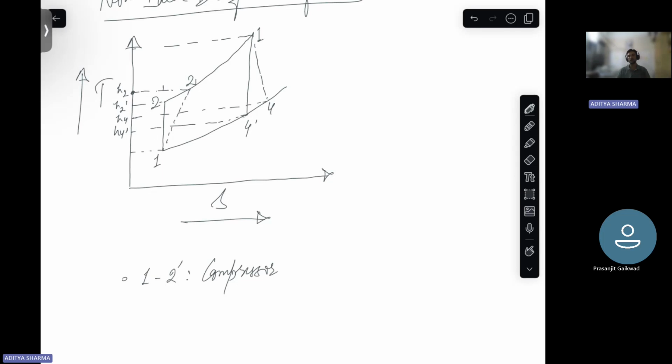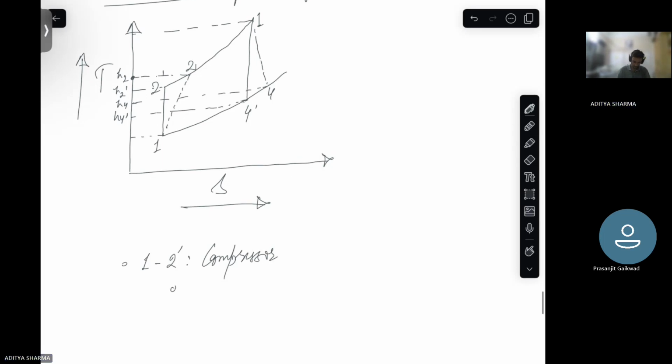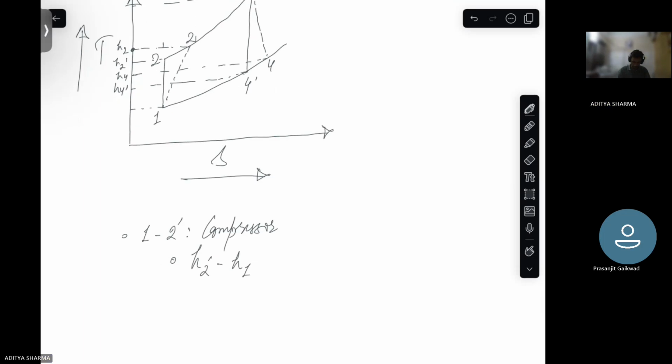But in real scenarios, what happens is that work input is H2 minus H1. Right? For the ideal case, work input is H2 dash minus H1. This should be this. But in real scenarios, the work input that we need to give is this. Let's say this is A and this is B.